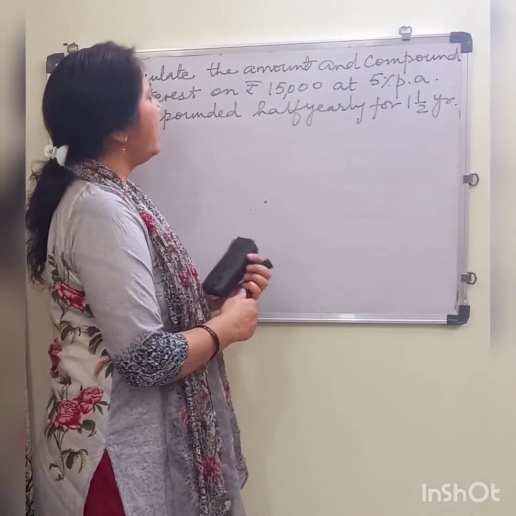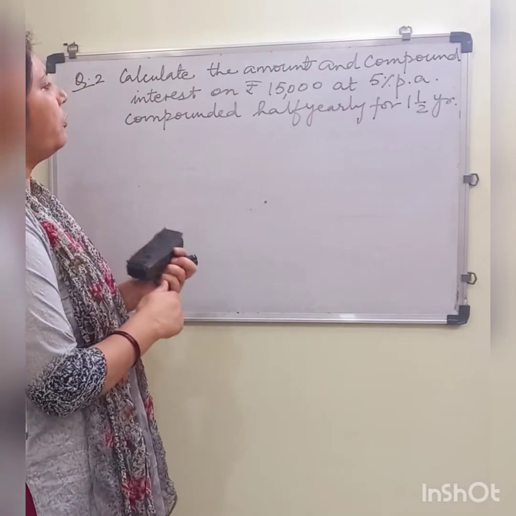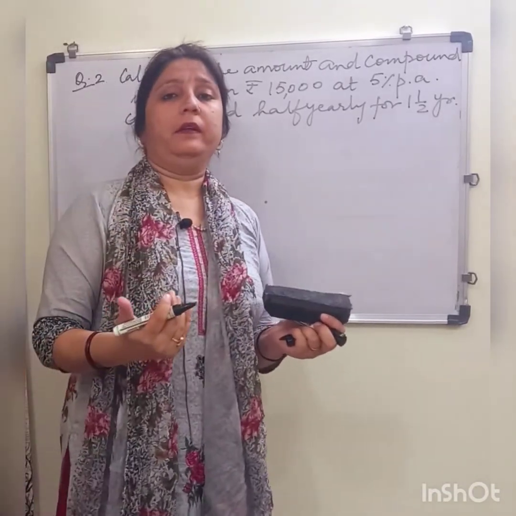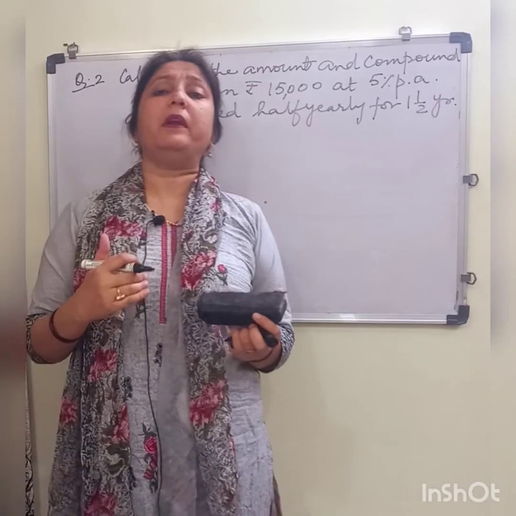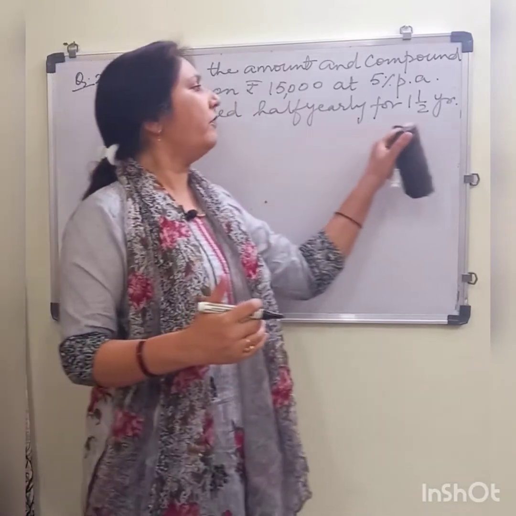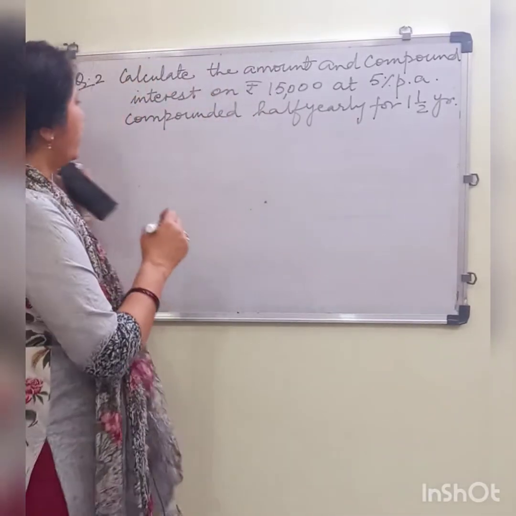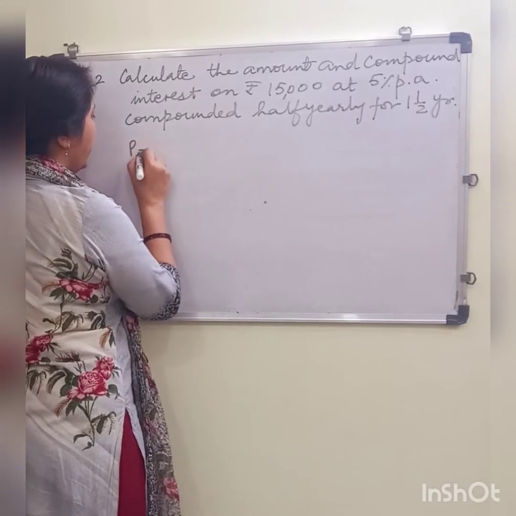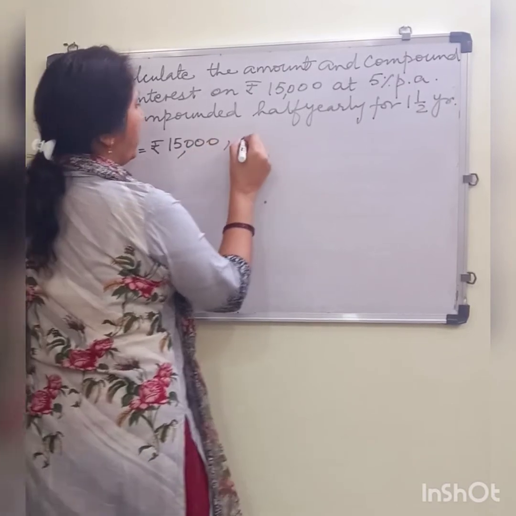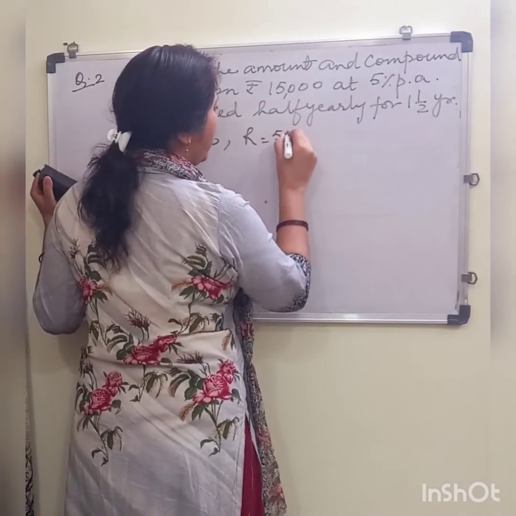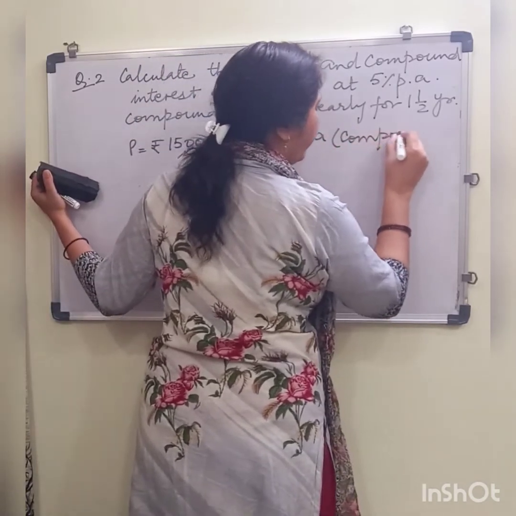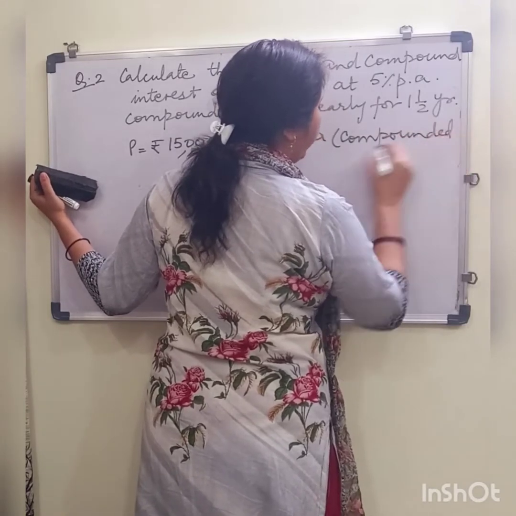Now another question. Calculate the amount and compound interest on rupees 15,000 at 5% per annum compounded half yearly. Now your interest is being compounded half yearly, means at the end of every 6 months for 1.5 year. So first of all we write principal is equals to rupees 15,000. Your rate is 5% per annum. Nature is compounded half yearly.